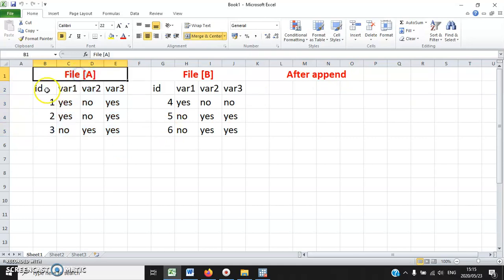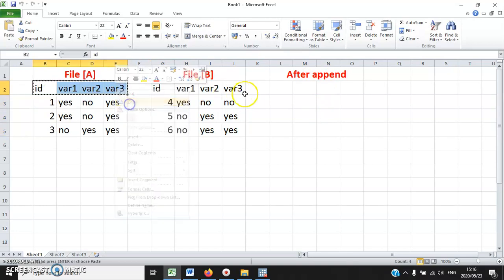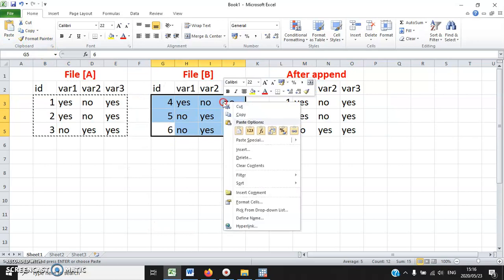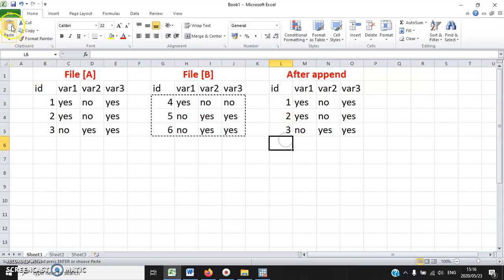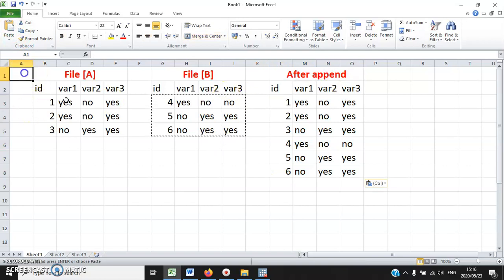Maybe in file A, you have 3 variables on the first 3 people, and then in file B, you also have information on the 3 variables, but on 3 different people with ID number 4, 5, and 6. So after append, you are going to get something like that. You have the information on all 6 people, 3 from the first file and 3 from the second file. So this is what append means.